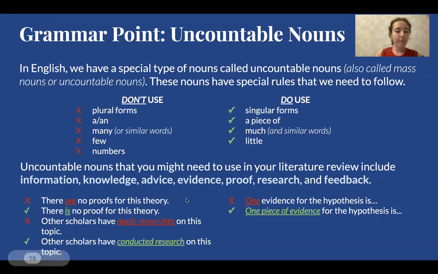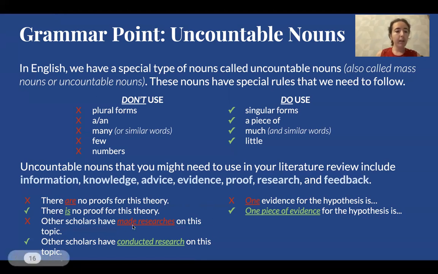So for example, incorrect: There are no proofs for this theory. We cannot use the word proof in the plural. It is an uncountable noun. So we would say instead, correct: There is no proof for this theory. So we just changed it to singular, and that's a very simple fix.